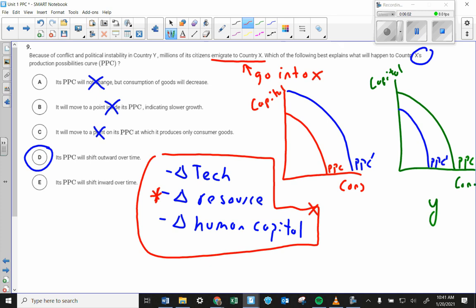Okay, it's not a point inside the curve because that would be unemployed resources. And it's not a point outside the curve because we actually have more resources to use, and therefore the production possibility curve itself actually shifted. We didn't just go to a point outside the curve.